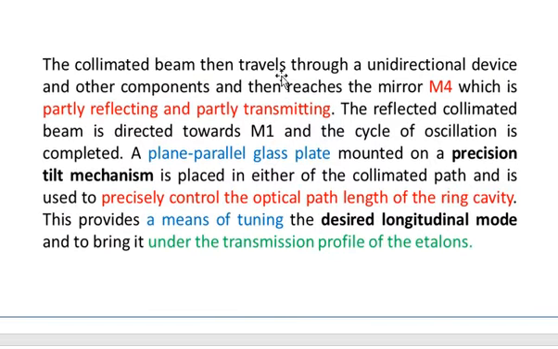The collimated beam then travels through a unidirectional device and other components and then reaches the mirror M4, which is a partly reflecting and partly transmitting mirror. The reflected collimated beam from the mirror M4 is directed towards M1, and the cycle of the oscillation is completed.